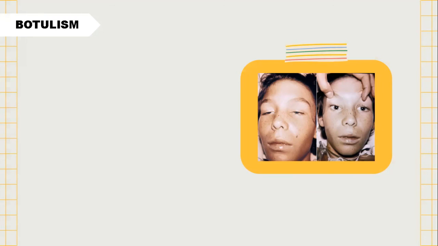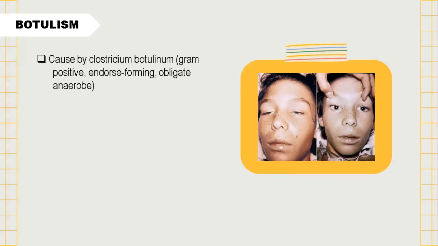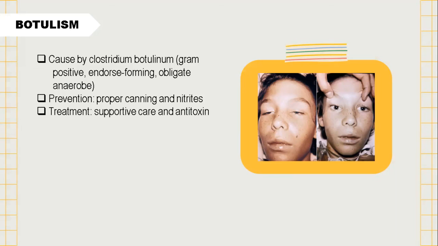So next is botulism. It is caused by Clostridium botulinum, a gram-positive, endospore-forming obligate anaerobe. It is a rare but serious illness caused by a toxin that attacks our body's nerves and causes difficulty in breathing, muscle paralysis, and even death. For prevention, we must have proper canning and nitrite treatment, supportive care, and antitoxin.